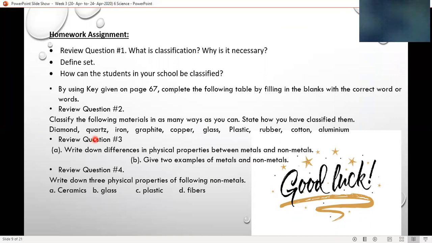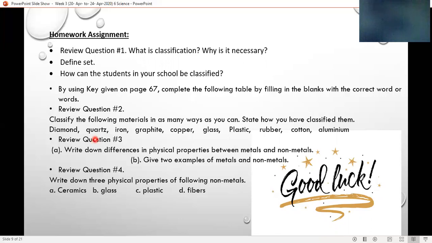So you have to do review question number 1. What is classification? Why is it necessary? I already told you about that. Also, you can find the answer in the chapter given in your book. You have to define set. We already defined it in the presentation. How can the students in your school be classified? So you have to think about it and write it down. By using the key given on page 67, complete the following table by filling the blanks with correct words. So this is review question number 1 of your book. So you have to do that.